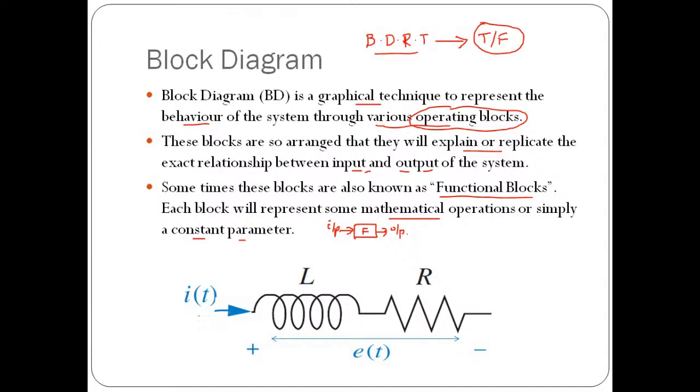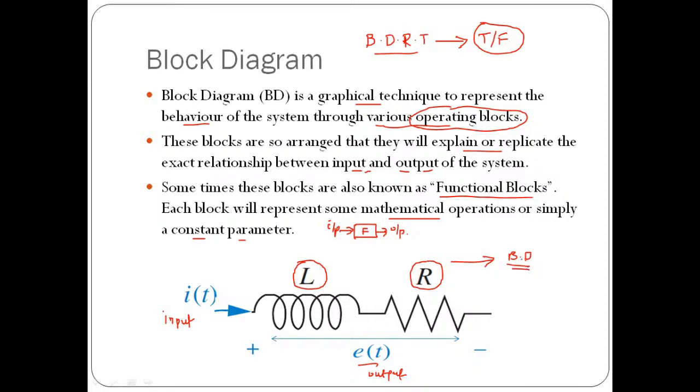So in this case, this I of t is going to behave like an input to the system, and this E of t is going to be the output of the system. And here this L in series combination with R is going to be our system. Now our objective is to convert or represent this particular system into its corresponding block diagram. So how can we do that?